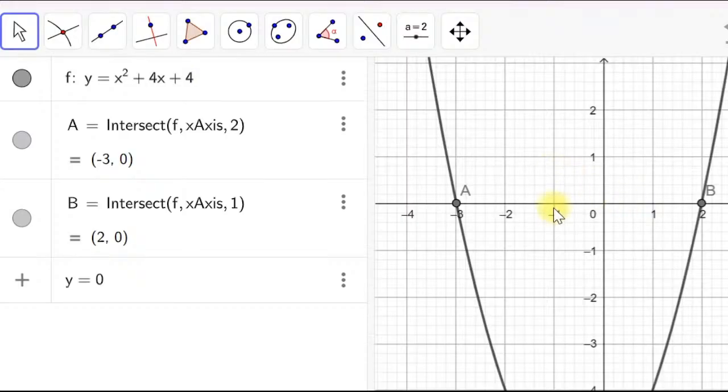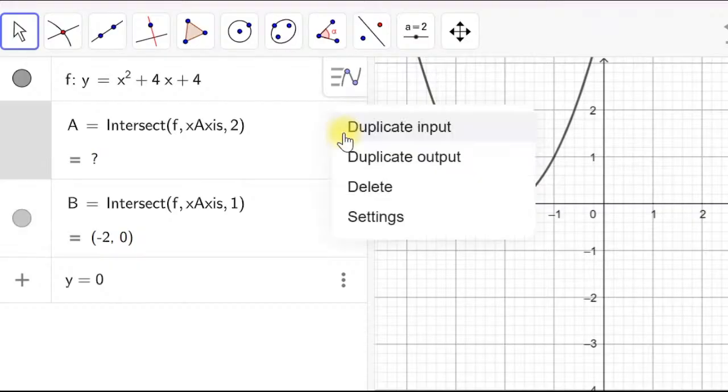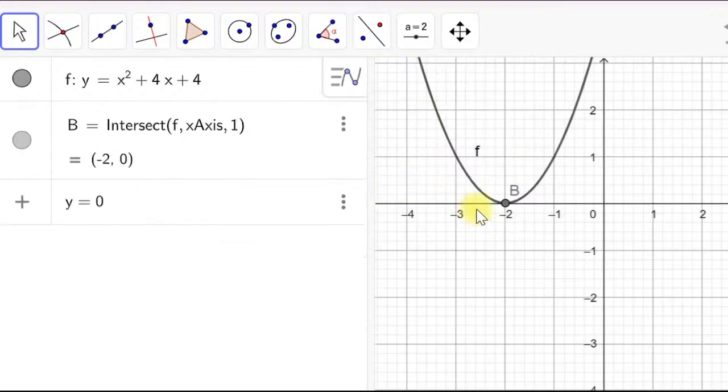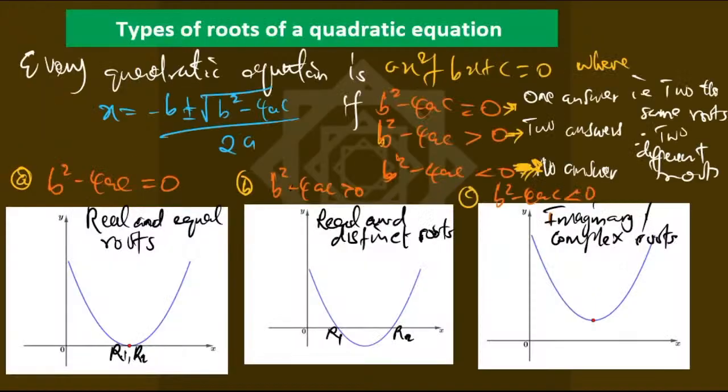So watch the thing now. You see that for this one, it has only one answer, the same answer twice, that coincides. That's why the other point is no more there. So which is correct? Real and equal. Let's see the diagram: real and equal.